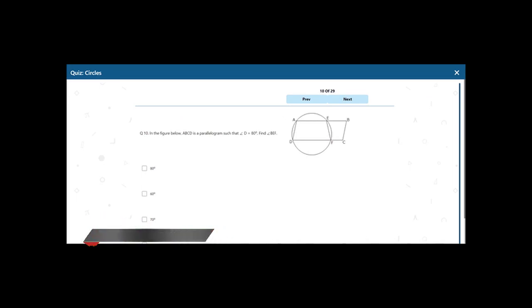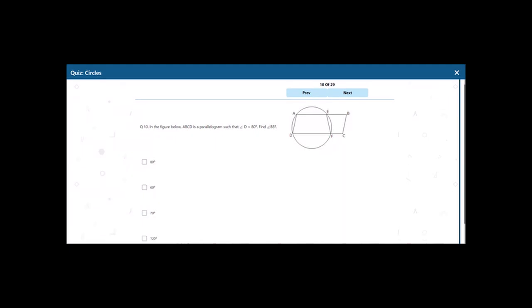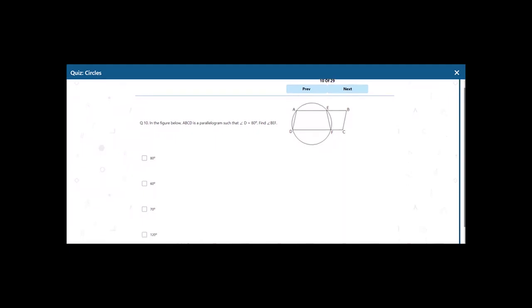Naveen, yes, ma'am. Answer this question. The figure below ABCD is a parallelogram. Angle D is 80. BEF you have to find. Ma'am, option A. BEF is 80.